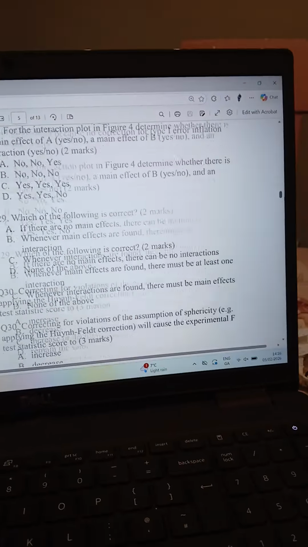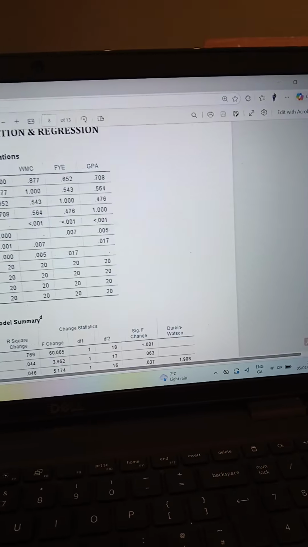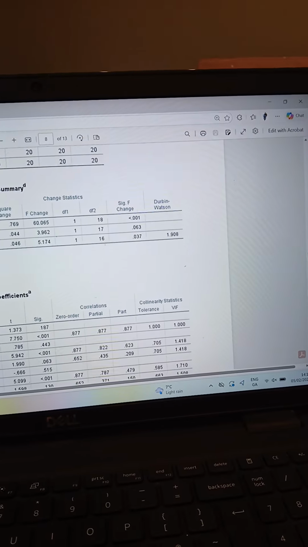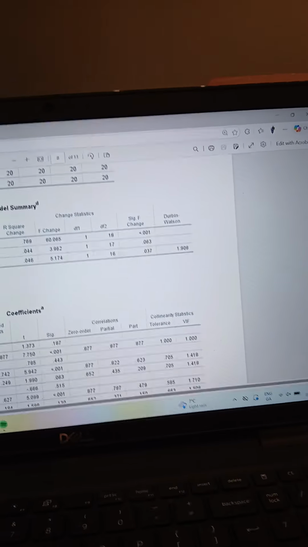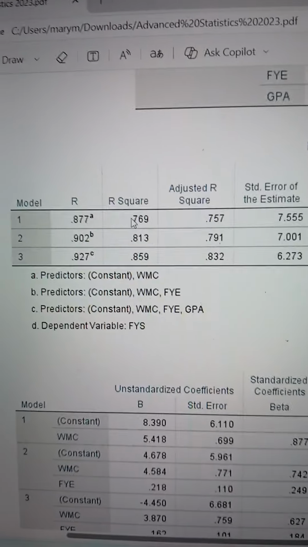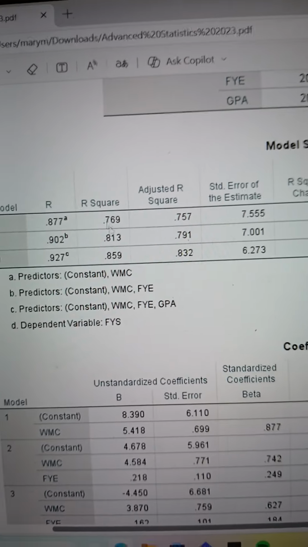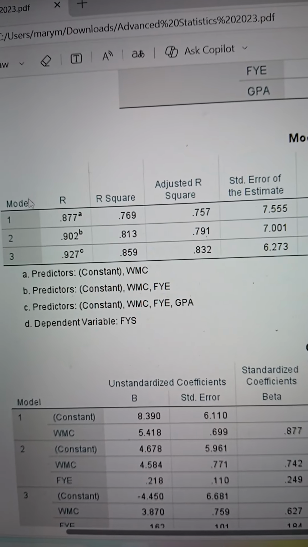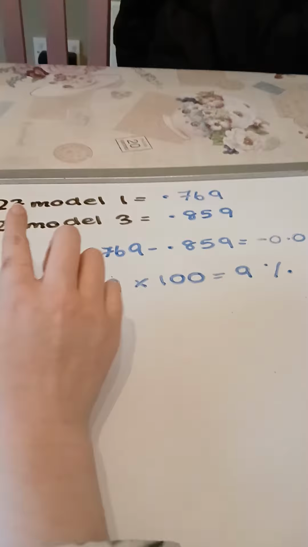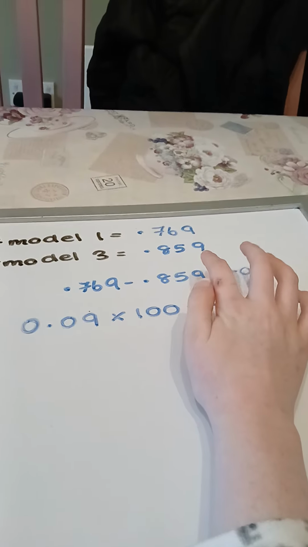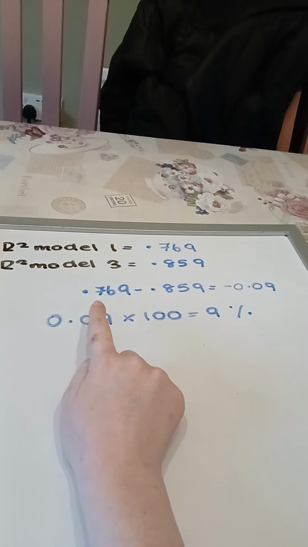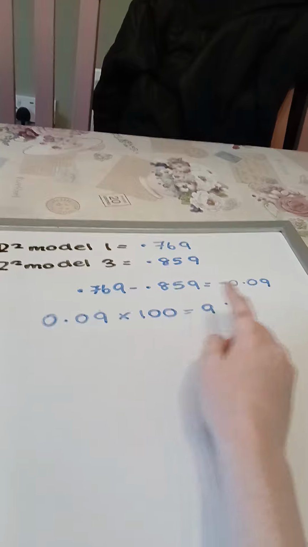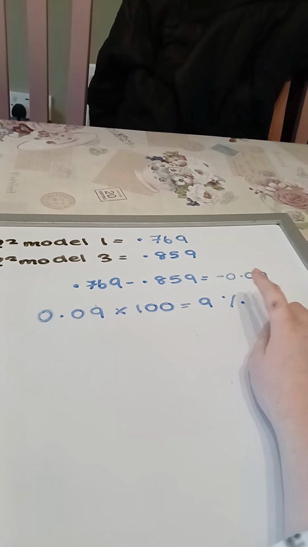So to do this question, we're going to go down to this table, and we're going to find the R squared. So we're going to go to this one here, and we're looking for Model 1 and 3. So it would be 0.769 for Model 1 and 0.859 for Model 3. So I have that written down here, 0.769 and 0.859. What you do then is you go Model 1 minus Model 3, so 0.769 minus 0.859, which is 0.09.